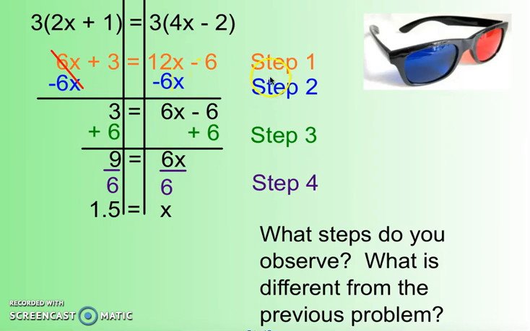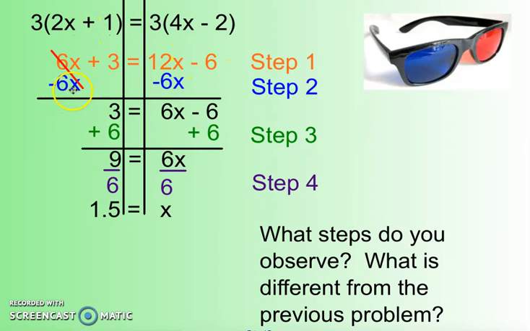Now, if you look at the rest of the steps, once we get the distributive property done, are these steps familiar to you? Well, I hope so. If you watched the last video, then they should be. I want you to notice that step 2 was actually our step 1 in the last video. It was trying to isolate the variable on one side, trying to get it over on one side.